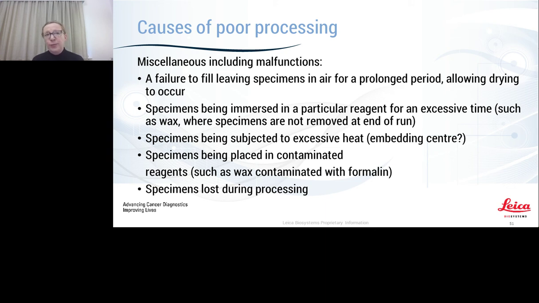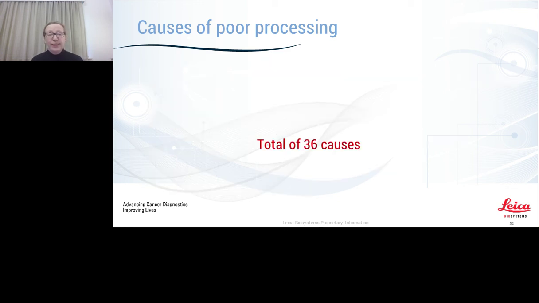Specimens being placed in contaminated reagents, such as wax contaminated with formalin. Think about where you place your basket that contains formalin. Does that sit on top of the tissue processor, dripping formalin into the wax? It's important to think about these things. Specimens can sometimes be lost during processing if the cassettes were not correct. So that's a total of 36 causes. I'm sure there's more.